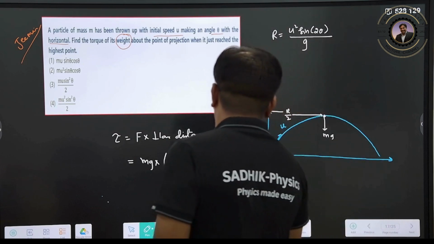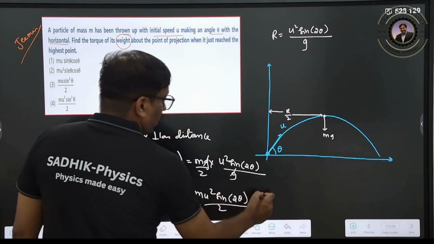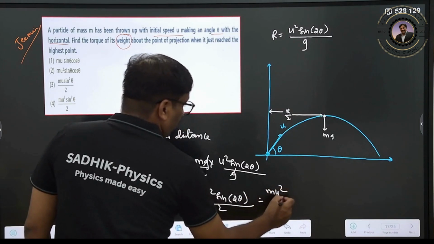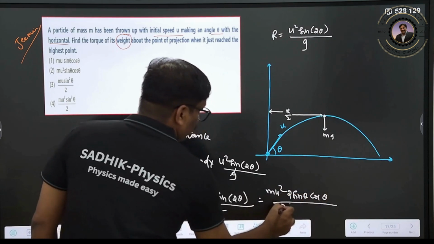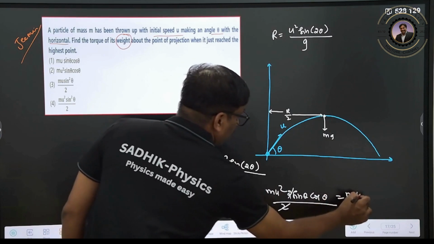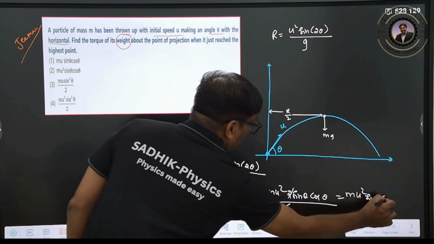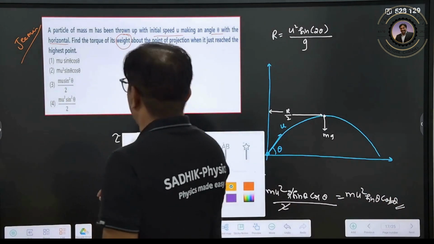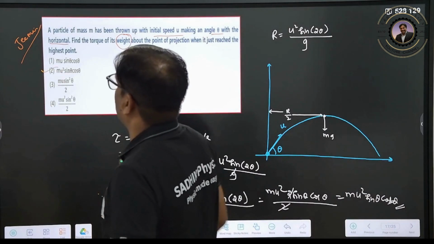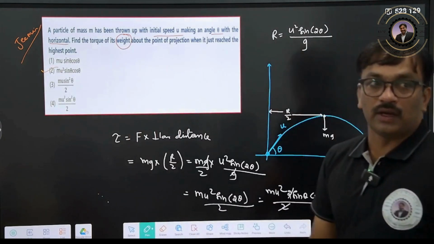Okay, therefore here you can rewrite sin 2 theta as 2 sin theta cos theta. So mu square into 2 sin theta cos theta divided by 2. These two get cancelled out. Mu square sin theta cos theta will be your answer. Clear? So therefore mu square sin theta cos theta, this will be your answer.